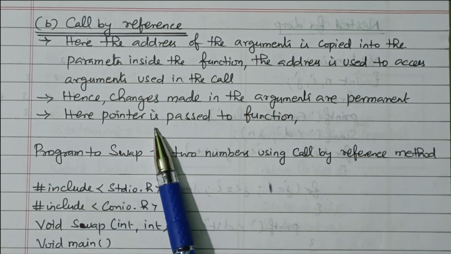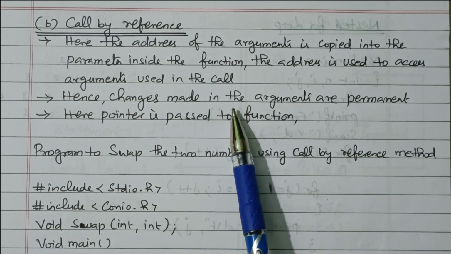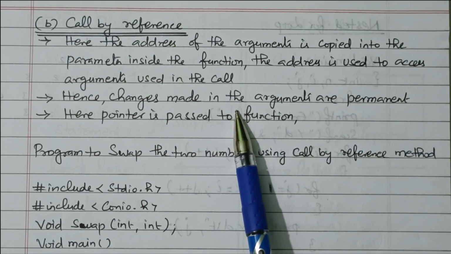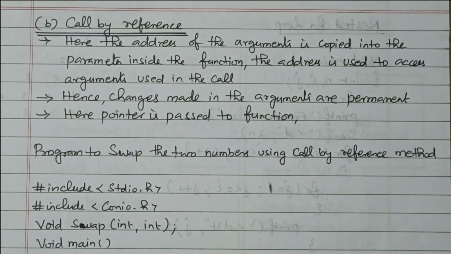Here pointers are used to pass to the function. So we are sending the address, not a copy. So any changes in that will be permanently changed. That will reflect in the main program also. Right? Now we'll see the program.